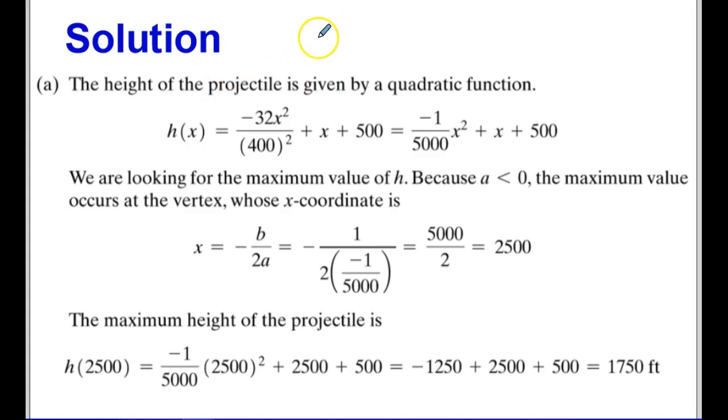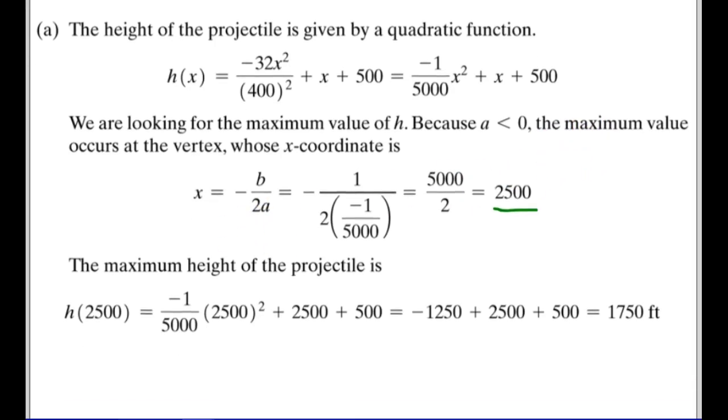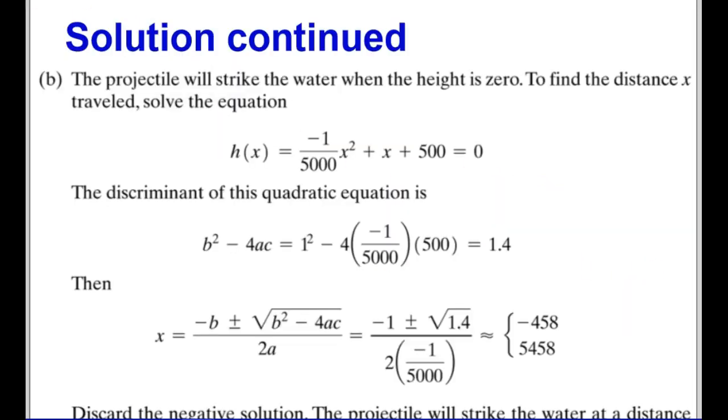So the maximum height is going to be our maximum value here. So again, I use my negative b over 2a. I substitute in the values that I have for those, and I see that it was 2,500. So 2,500 feet after I shoot this, it will be at its maximum height. Now I can find the maximum height by plugging this value back in whenever I saw an x, and the maximum height will be 1,750 feet. So first I have to figure out how far away that will happen, and then I can figure out the height.